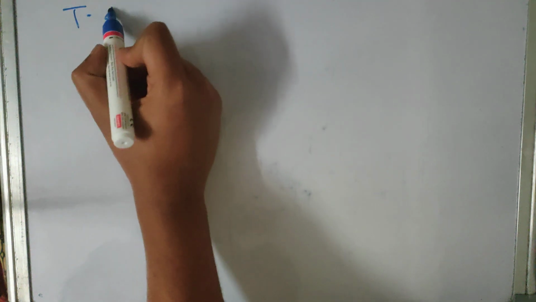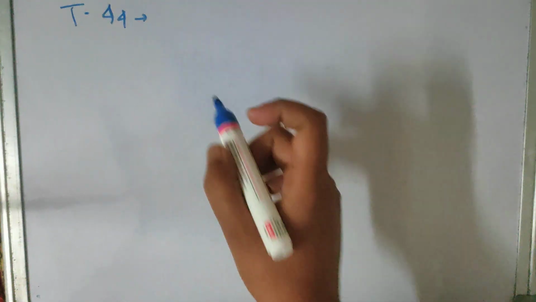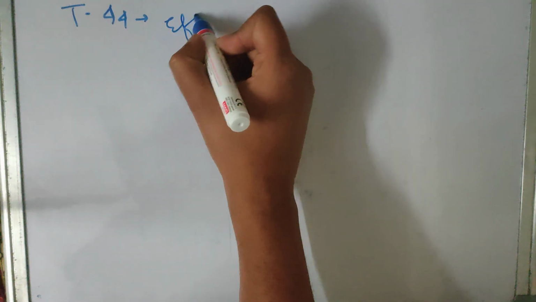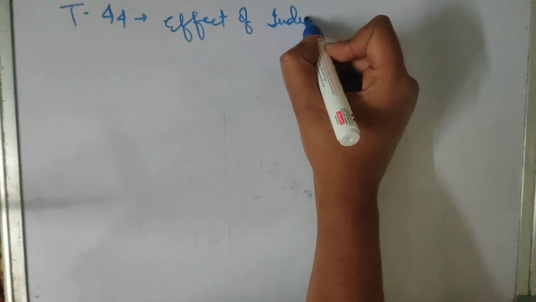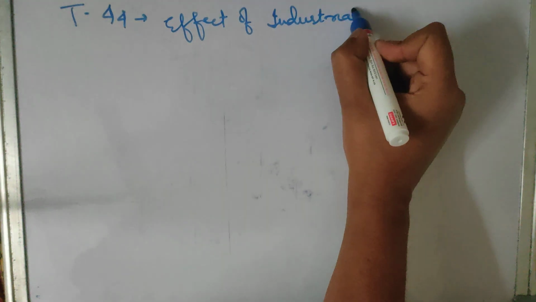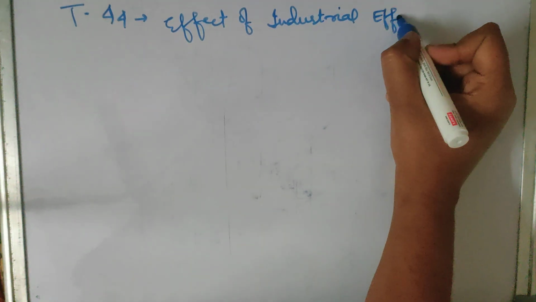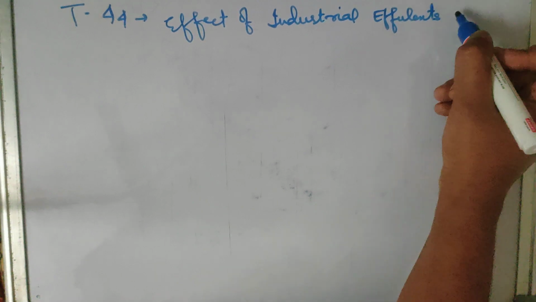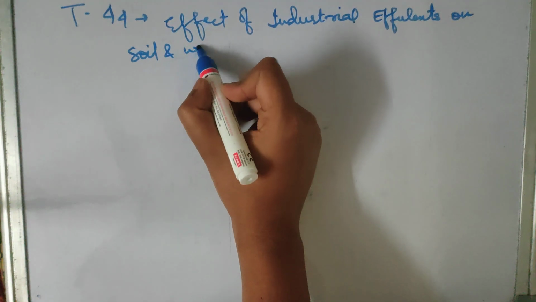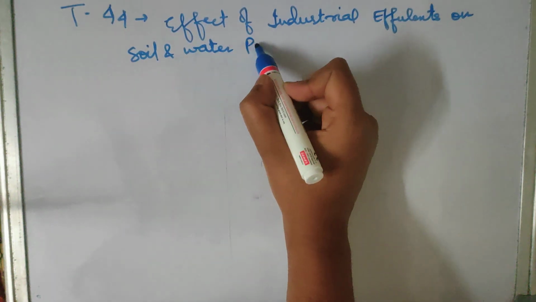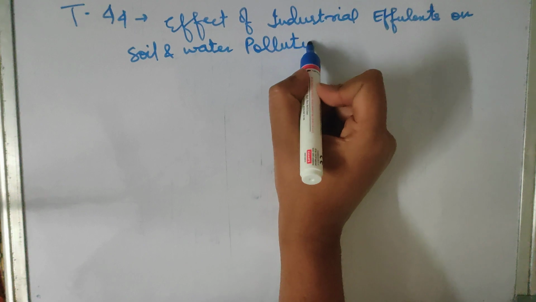So today we are going to do topic 44, that is effect of industrial effluents on soil and water pollution.